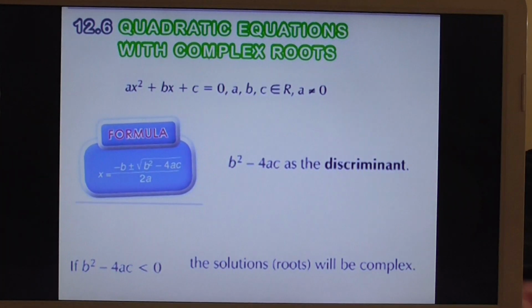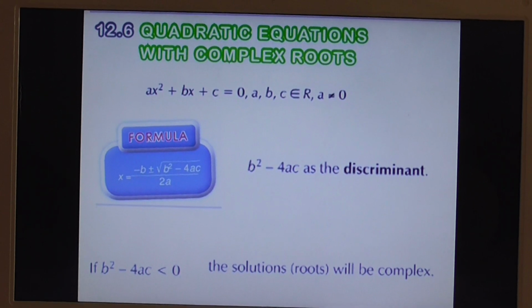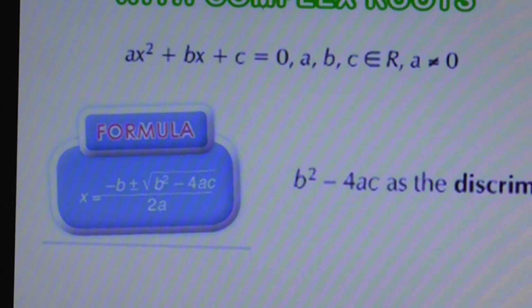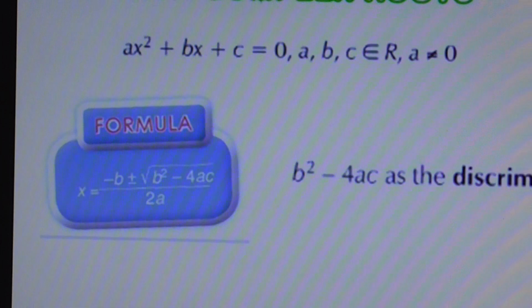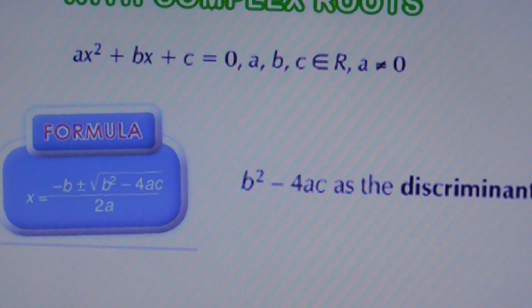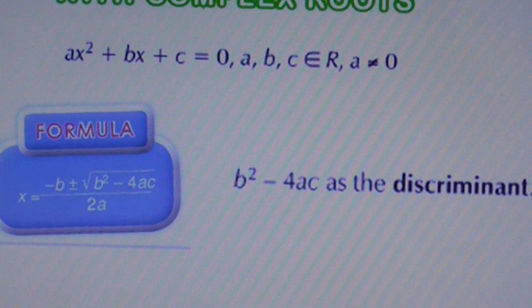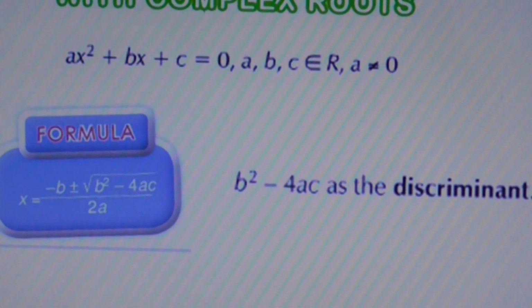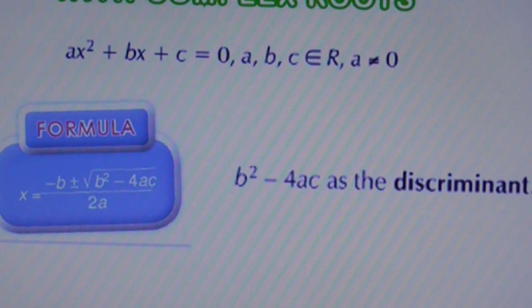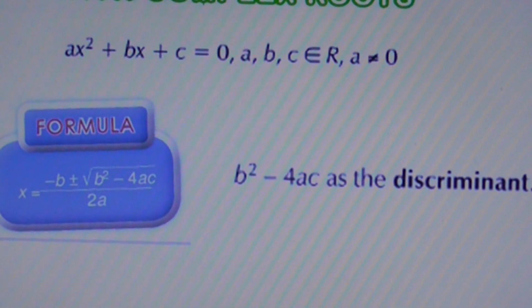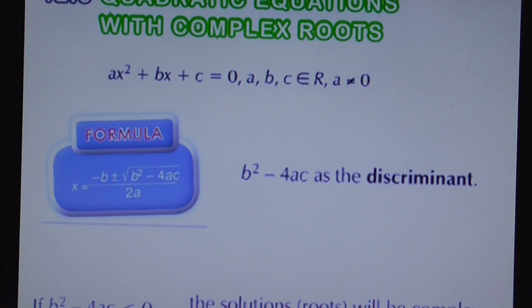Remember your minus b formula. Okay, so to solve a quadratic, you're going to use your minus b formula. And remember the discriminant is the part underneath the square root. If the discriminant ends up being a negative number, you know you're going to end up with complex solutions. Okay, so the discriminant would have to be a negative number in order for those two roots to end up being complex.